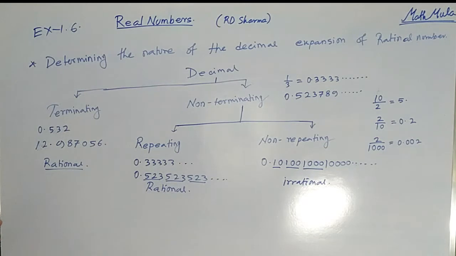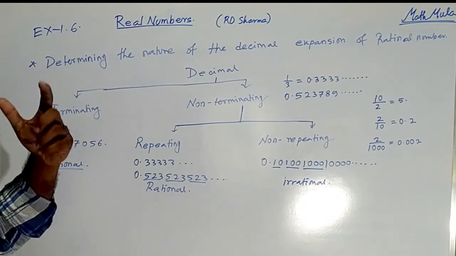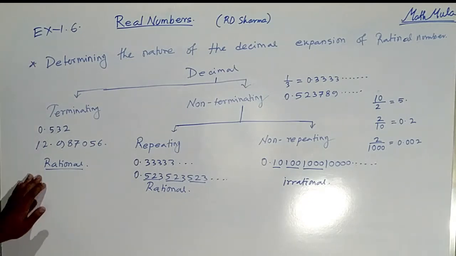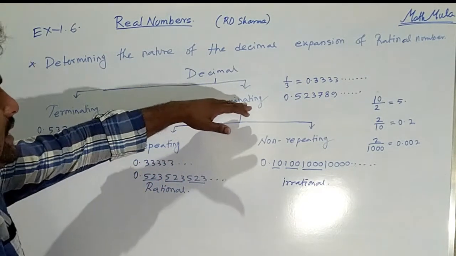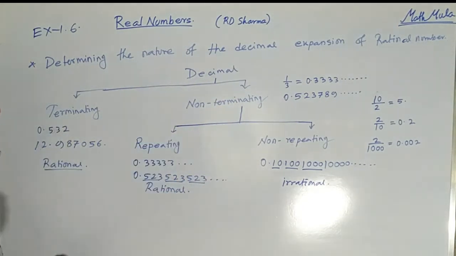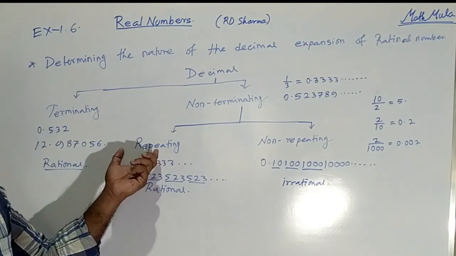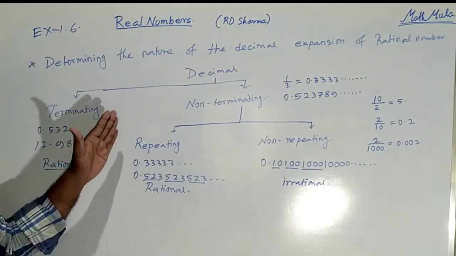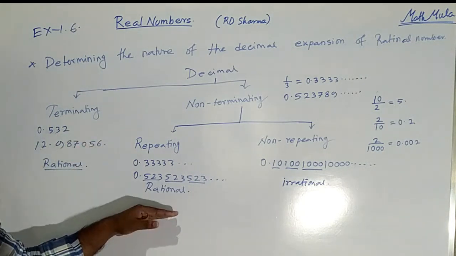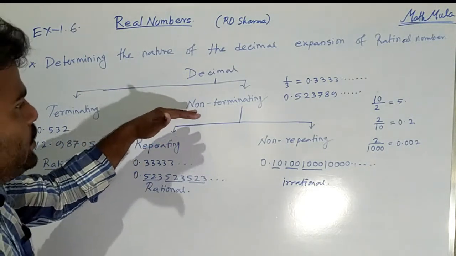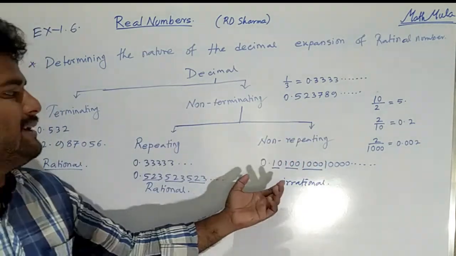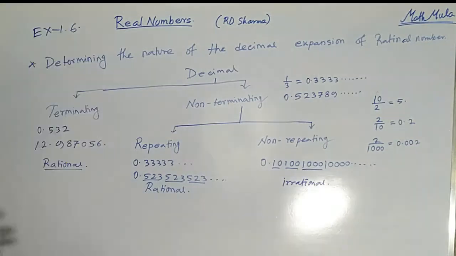That means in decimal expansion there are two types of numbers, one terminating, which is always a rational number, and another non-terminating. There are two types, repeating or recurring, and non-repeating or non-recurring. Now repeating must be a rational number, and non-terminating, non-repeating or non-recurring is an irrational number. That's it.